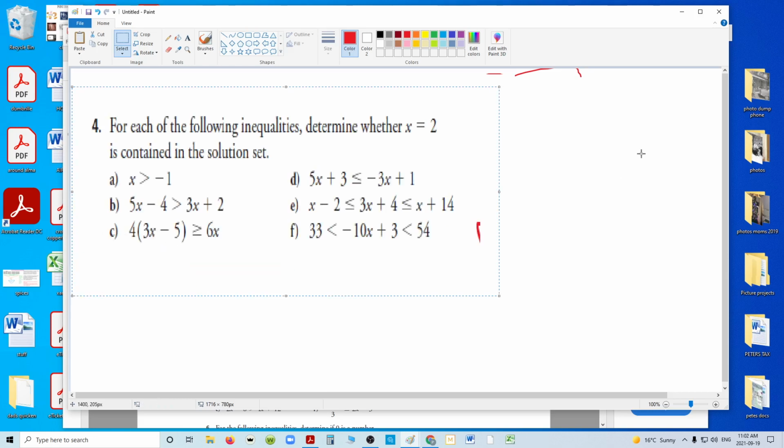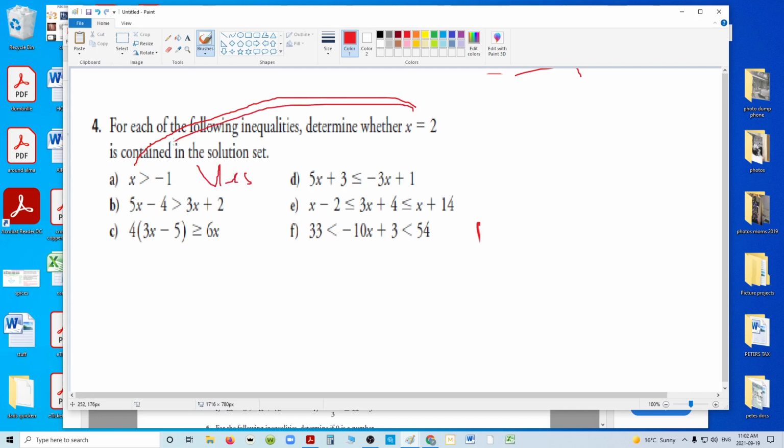So in this one, they just give you an x value to see if it's true or not. So instead of trying to solve them, just plug the 2 into it. Is 2 bigger than minus 1? Yes. So that's a yes. 2 over here, you get 10 minus 4, so you get 6. And over here you get 6 plus 2, 8. Is 6 bigger than 8?